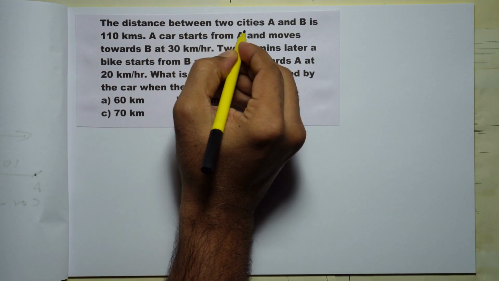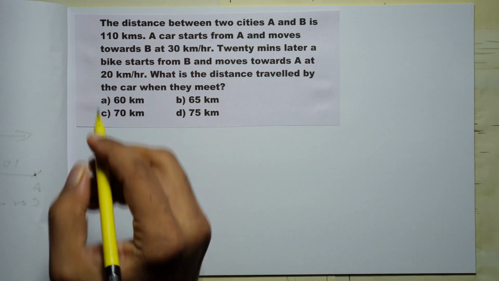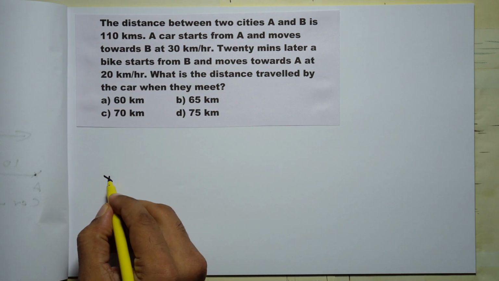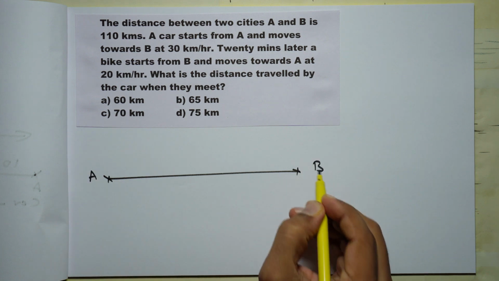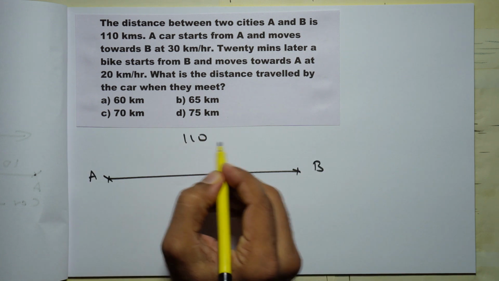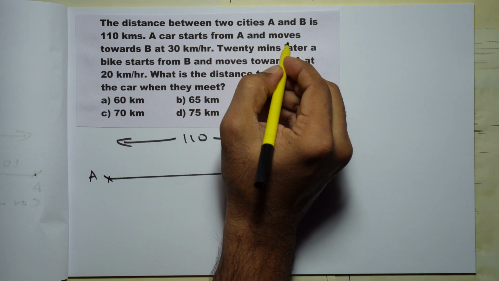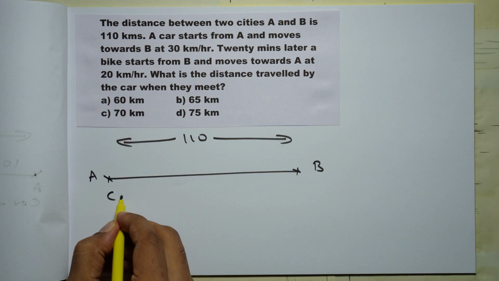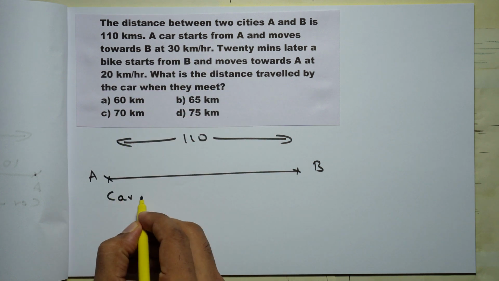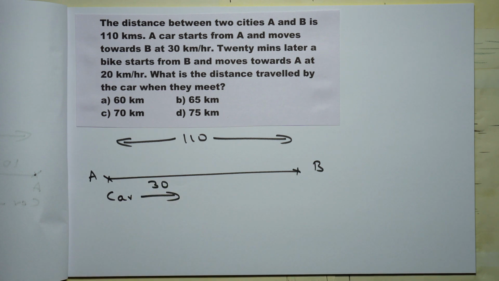The distance between two cities A and B is 110 kilometers. So we'll just mark it here. So you have two cities A and B like this, and the distance between them is 110 kilometers. A car starts from A and moves towards B at 30 kilometers per hour. So there's a car here. It starts from A and moves towards B. Its speed is 30 kilometers per hour.